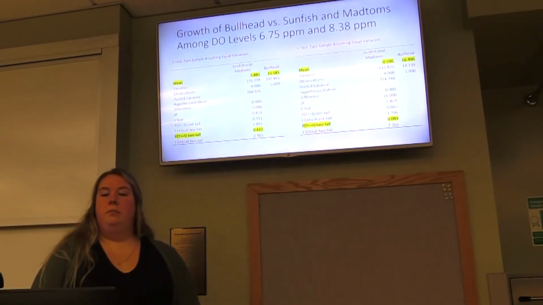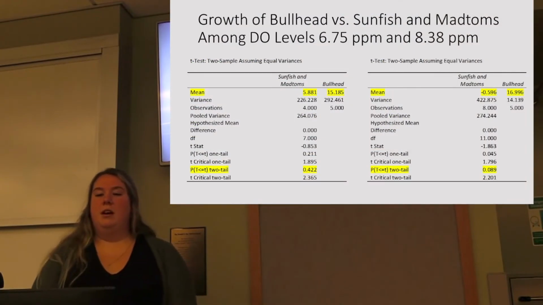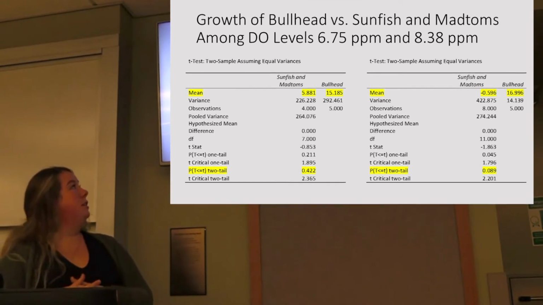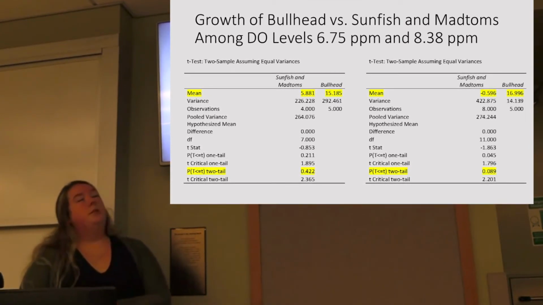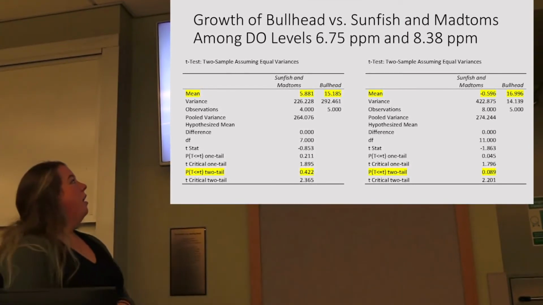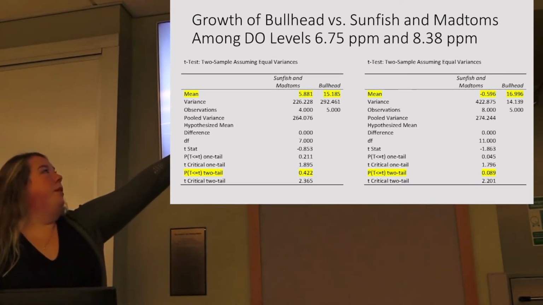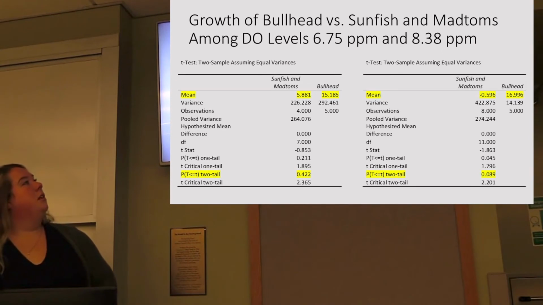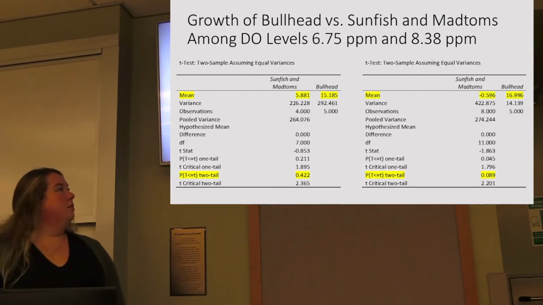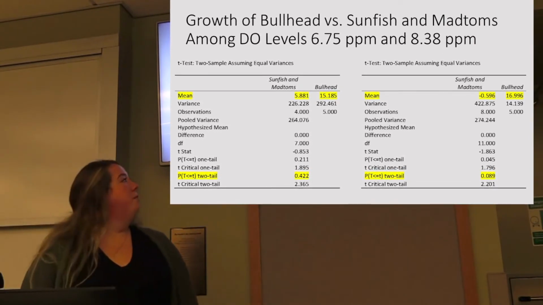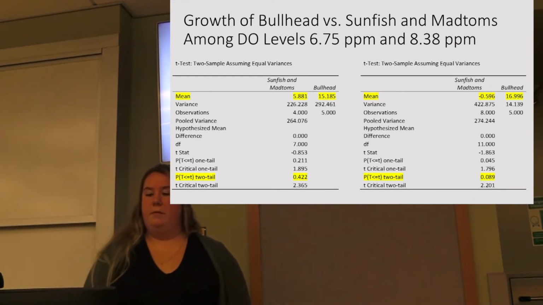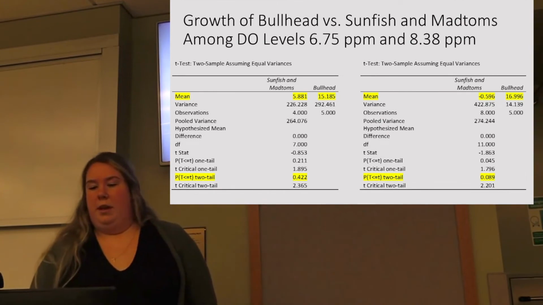For the growth of the bullhead versus the sunfish and mad toms among the dissolved oxygen levels, these are 2 of the 4 t-tests that I did. These 2 are the 6.75 on your left and then the 8.38 on the right. And as you can see, the p-values are greater than 0.05, which indicates that they were not significant, as they're at 0.422 and 0.89.